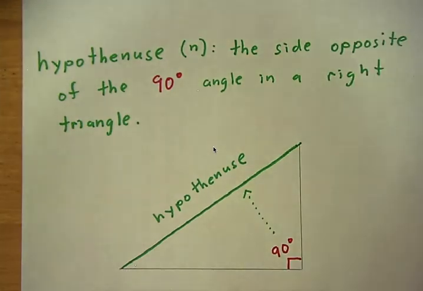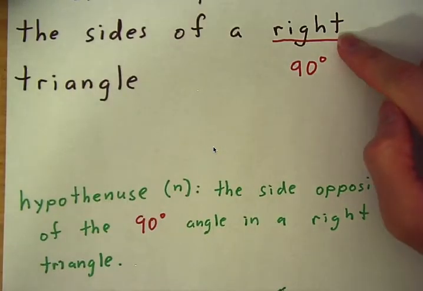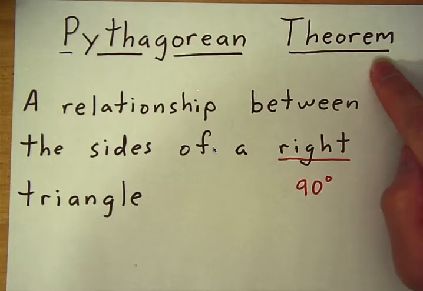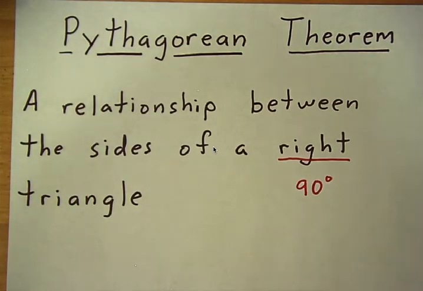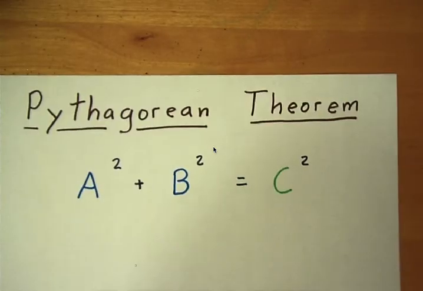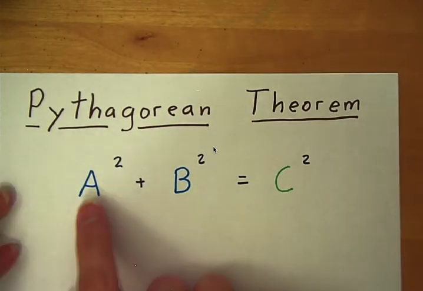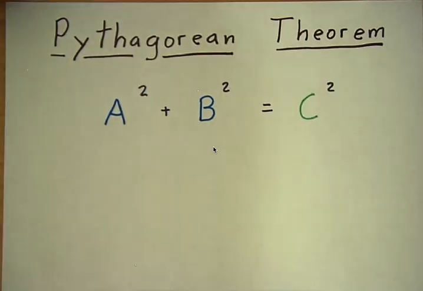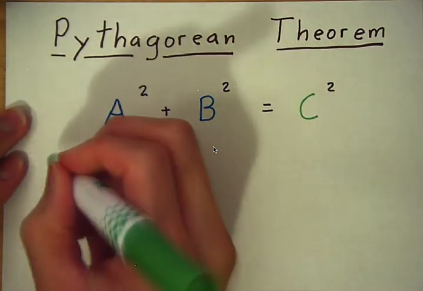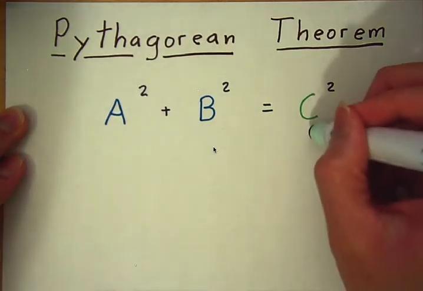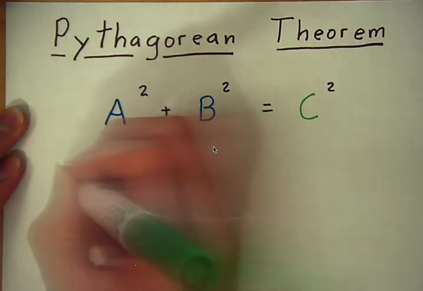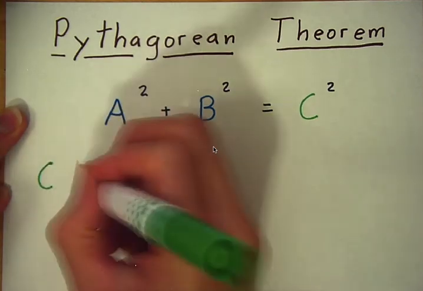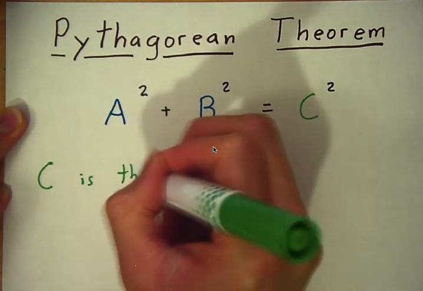Okay, so now that we've talked about what hypotenuse is, we've talked about what the word right means in right triangle, let's get back to the actual Pythagorean theorem. Pythagorean theorem says a squared plus b squared is equal to c squared. Here, your c, right here, c is the hypotenuse.